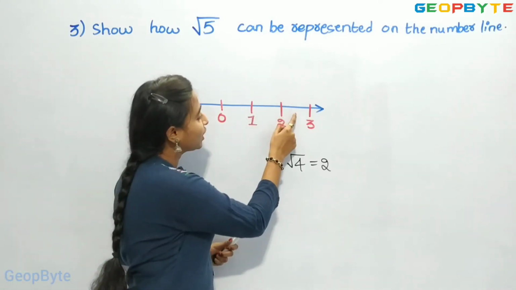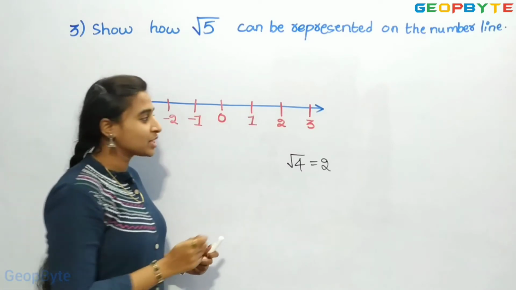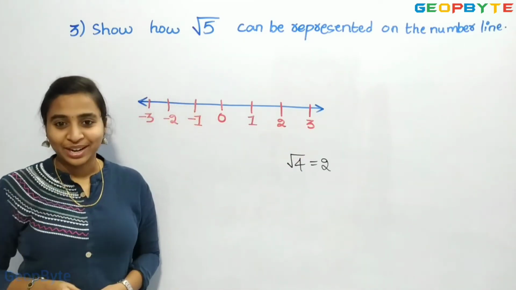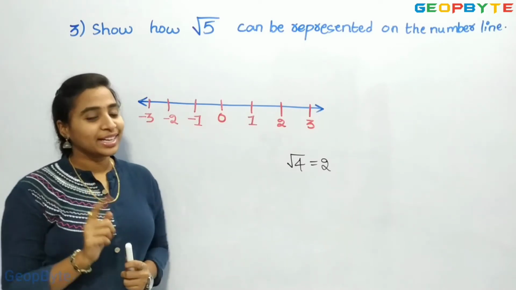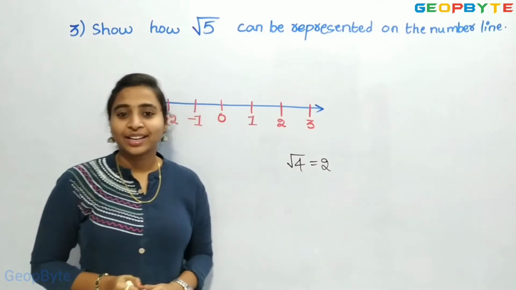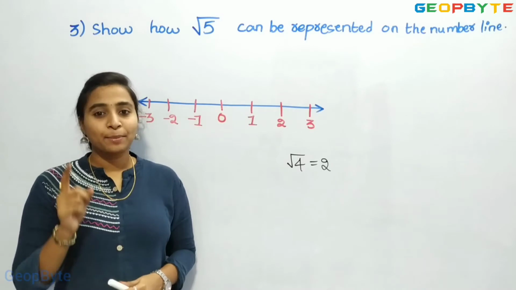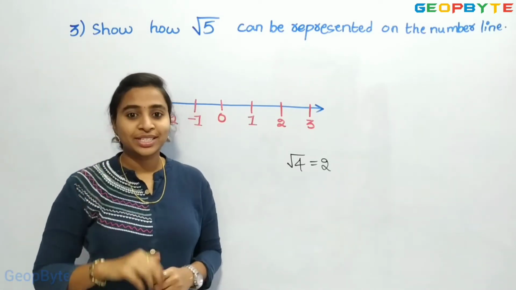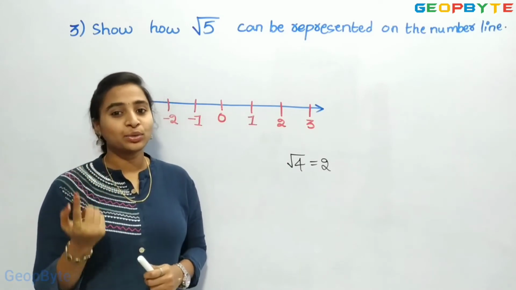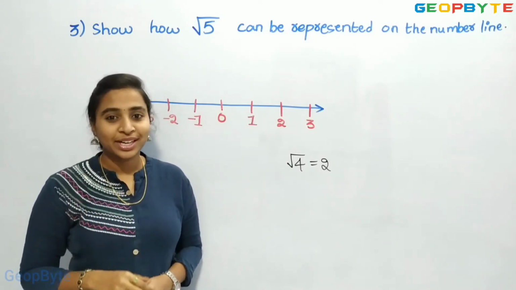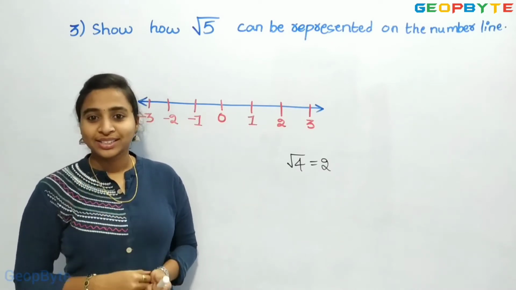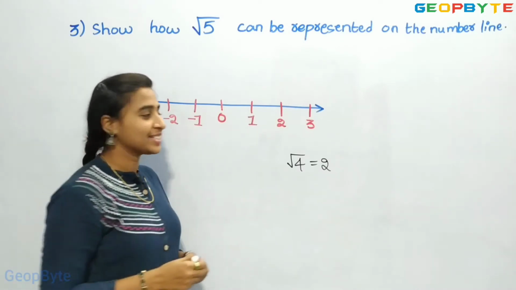So, after 2, root 5 comes. That is, in between 2 and 3, root 5 comes. Now, let us consider a rectangle OABC with two sides of 2 units length and another two sides of 1 unit length because it is a rectangle. 2 longer sides, 2 shorter sides.